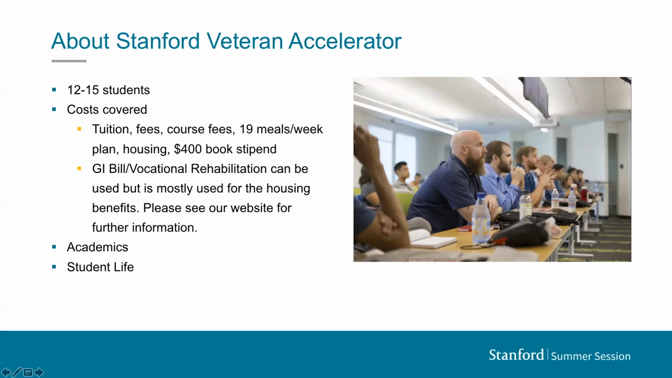And you might be wondering what costs are covered. So we cover the cost of tuition and fees, as well as course fees. If your course that you take has a fee, we cover that. You'll also get 19 meals per week as a part of your housing plan. And we also provide Stanford housing where you'll live on campus. And we also give a $400 book stipend. We know that books are expensive, and we hope that that $400 offsets the cost of books.